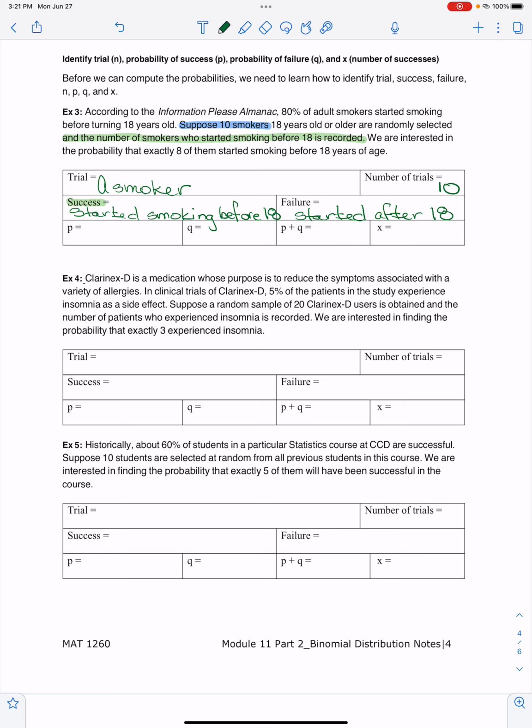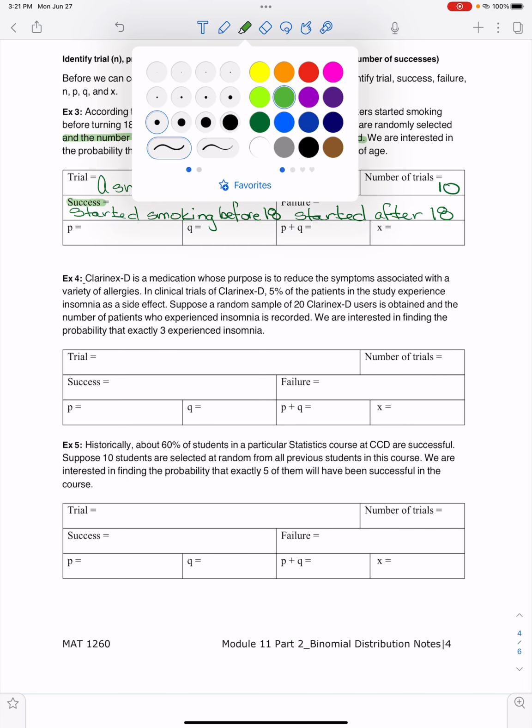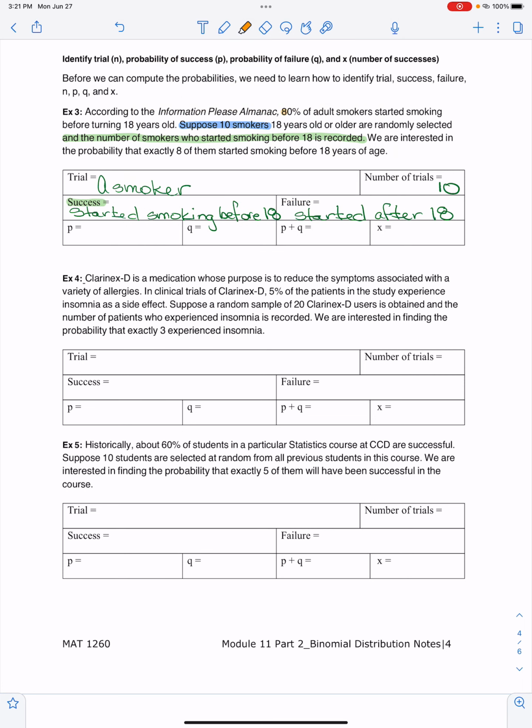Our probability here for what we're calling a success is this 80%. 80% of adult smokers started smoking before turning 18 years old. So my probability of success here is 0.8, 80%. My failure is 1 minus 0.8, which is 0.2. 0.8 plus 0.2 has to equal 1. I've got everything filled in.